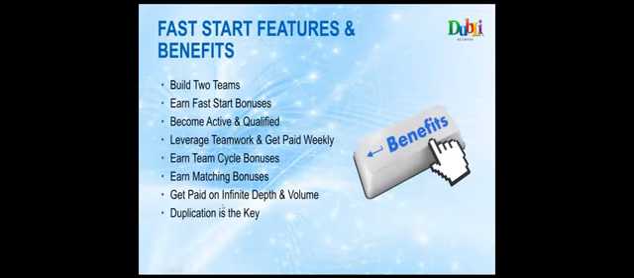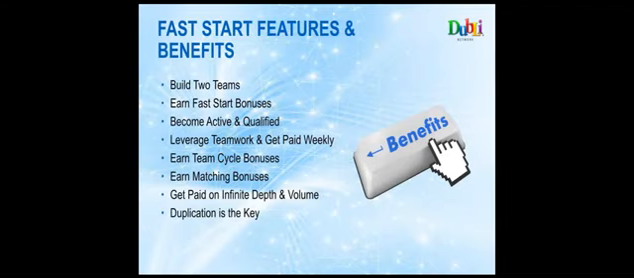So the fast start works this way. You're going to enroll 5 people, 10 people, whatever you want to enroll, but for the fast start side of our business, regardless of the number that you've enrolled, they're going to go into 2 teams. We're using the binary for part of our fast start.